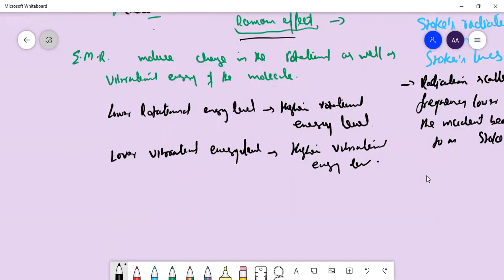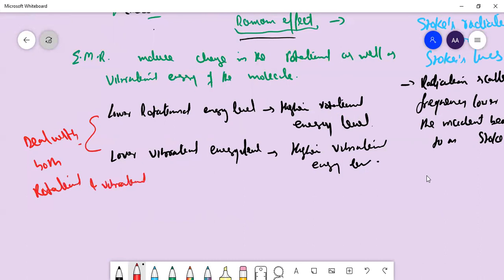So it means that our Raman effect deals with both rotational and vibrational spectroscopy. It means this Raman effect can induce change in both rotational as well as vibrational energy level.